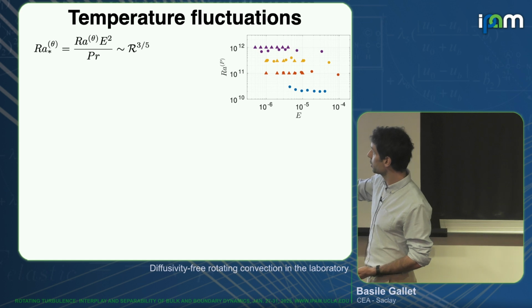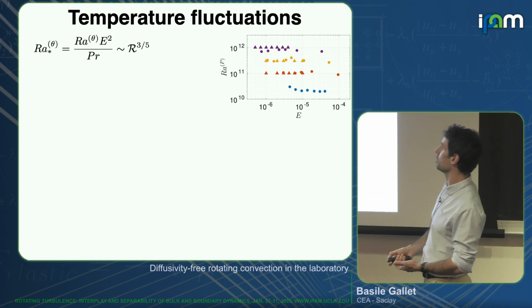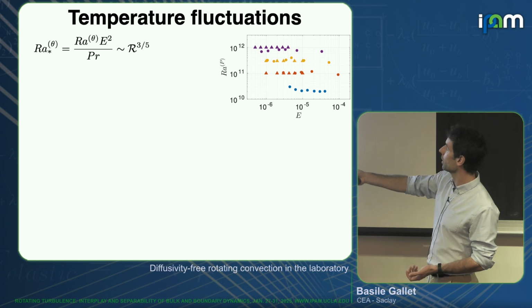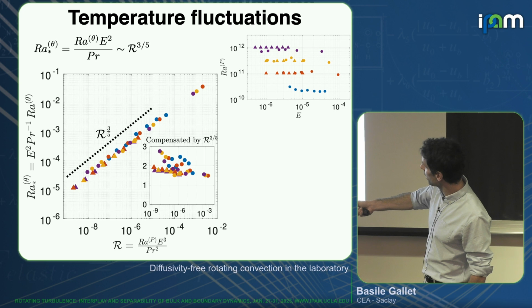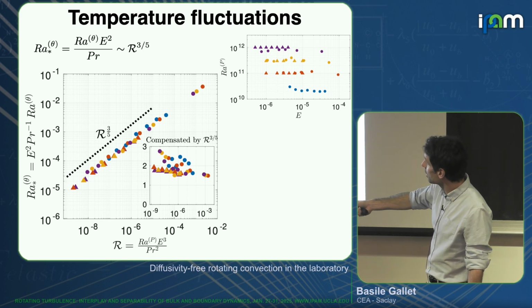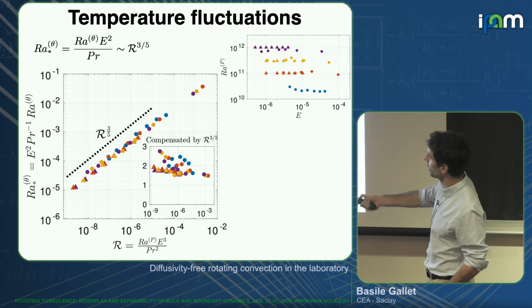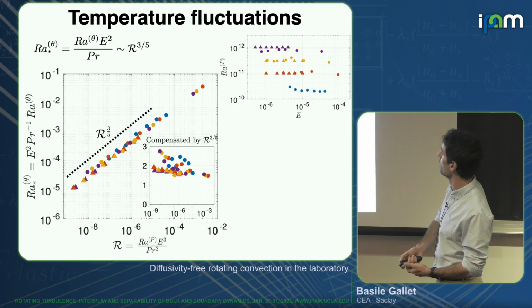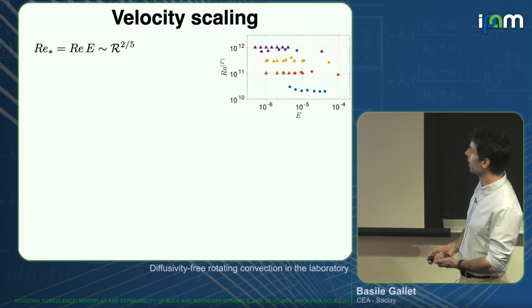These are temperature fluctuations. So again, you can build a diffusivity-free Rayleigh number based on the temperature fluctuations. This should go like R to the 3/5. Okay, and again, we have the experimental data here, that's the circles, and the DNS are here. A slightly larger prefactor for the experimental data, I'm not quite sure why, but in both cases, we get a good agreement with the power law 3/5 again for this quantity.